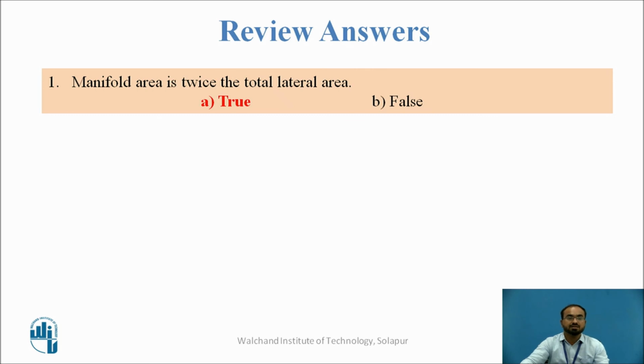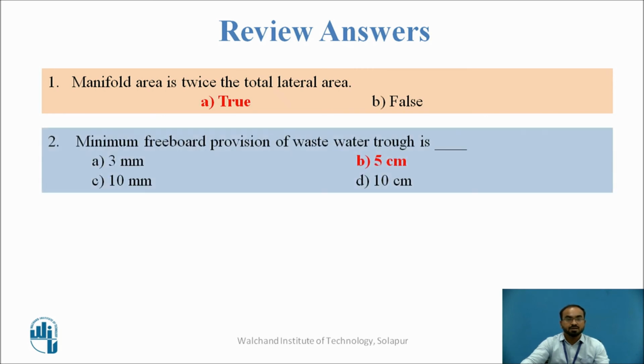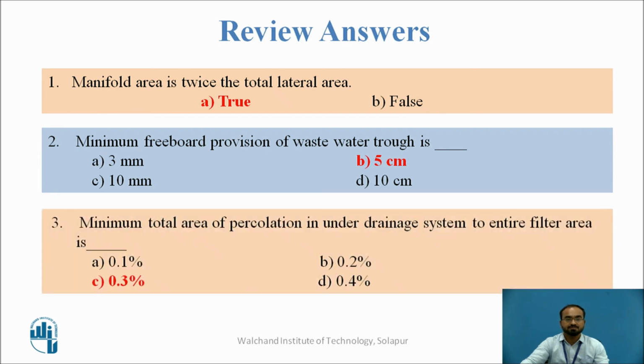For the first question, that is manifold area is twice the total lateral area, it is the true sentence. Minimum freeboard provision is always given about 5 centimeters, and minimum total area of percolations in under drainage system to the entire filter area is always provided to be 0.3%.